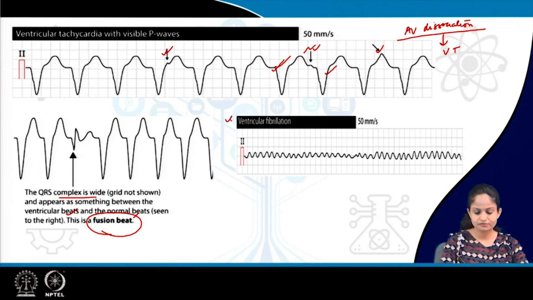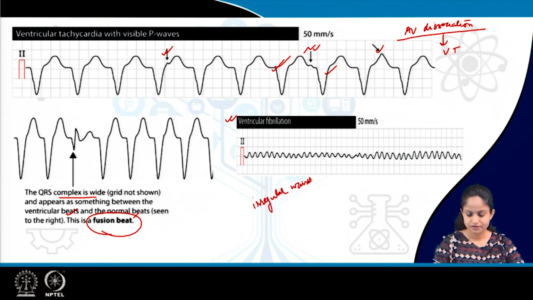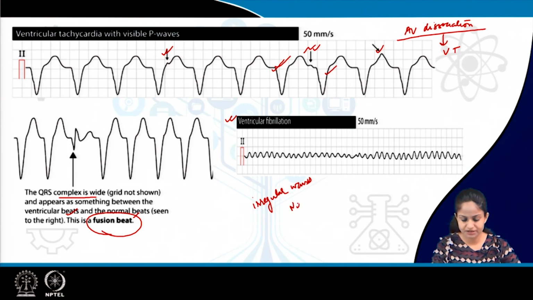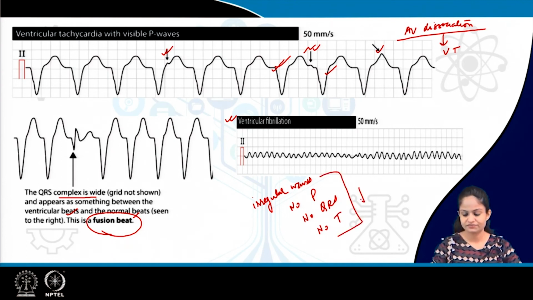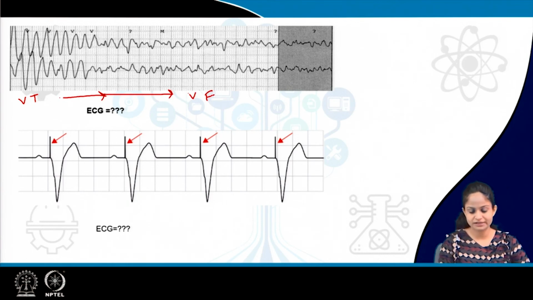So, this is very typical, that is ventricular fibrillation. We can see irregular waves and there is no P wave, no QRS and no T waves. So, these are fibrillatory waves. These fibrillatory waves are seen in case of ventricular fibrillation, and this is a progression of ventricular tachycardia to ventricular fibrillation.